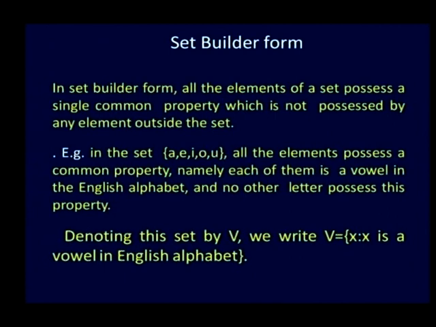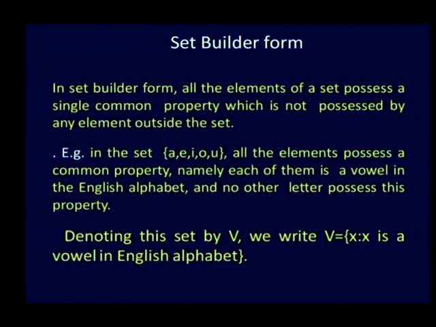Next, for example, in the set A, E, I, O, U, all the elements possess the common property, namely each of them is a vowel in the English alphabet. Of the 26 letters in English, only these 5 are vowels, and no other letters possess this property. Denote this set by V. Now V is equal to {x : x is a vowel in the English alphabet}.